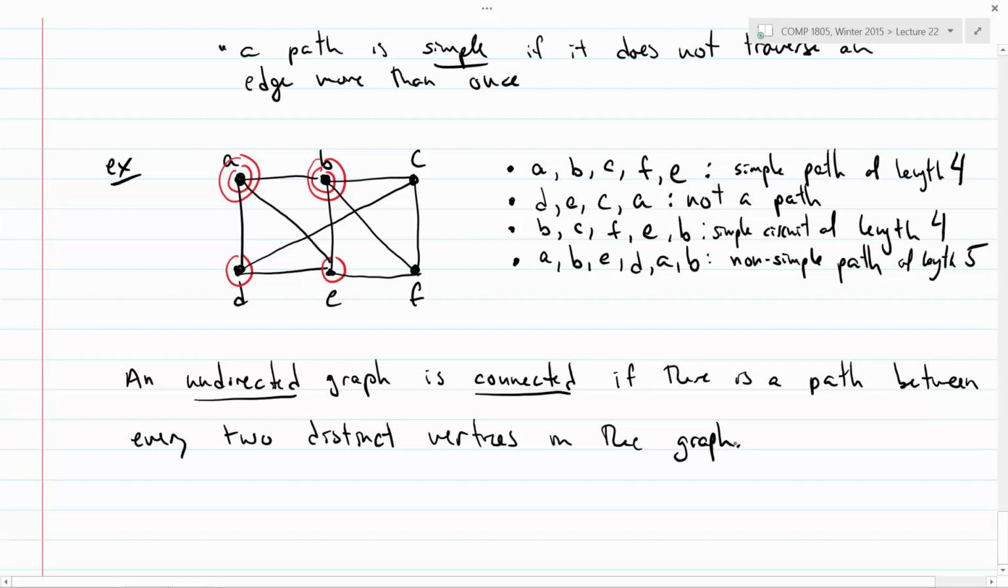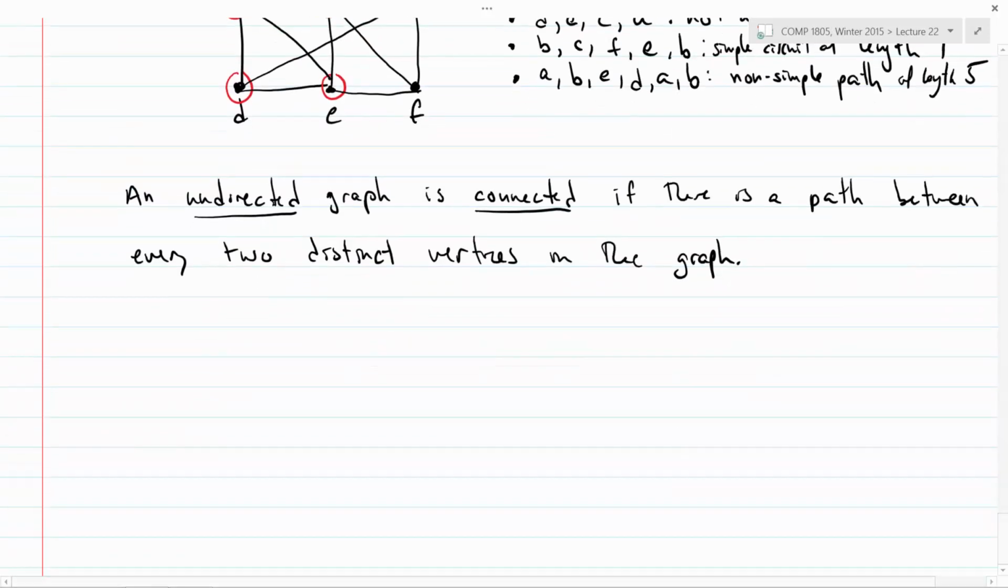So for all pairs of vertices, which aren't the same vertex, is there a path between those? So at least one path, right? There could be more, and that's okay. So I'll show you some examples. So let's say we have something like this. Is this graph going to be connected? Yes, right?